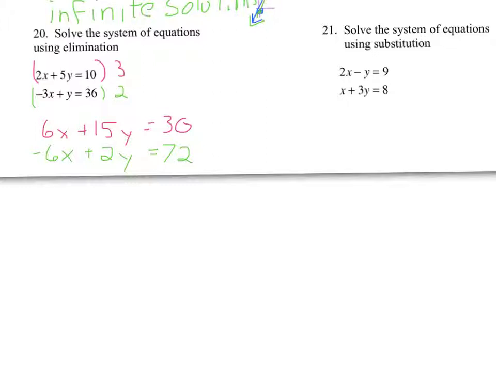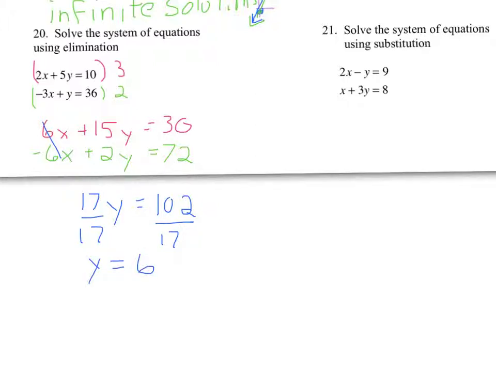Now the x's eliminate, so I'm left with 17y equals 102. Hopefully 17 goes into 102. So divide both sides by 17. And it does. We get y equals 6.